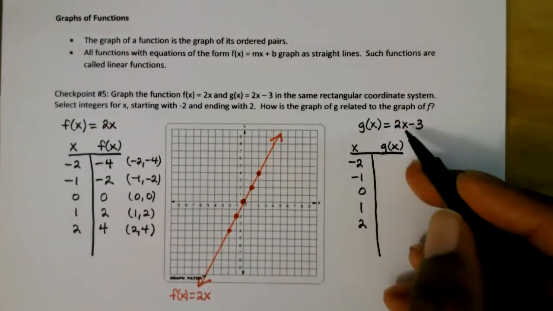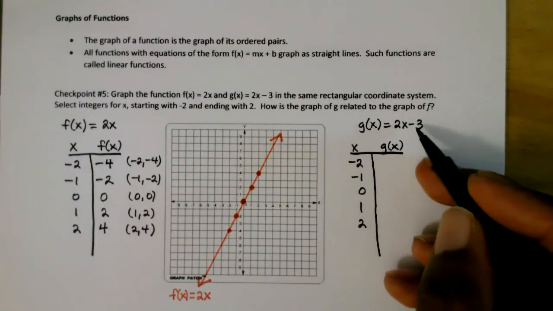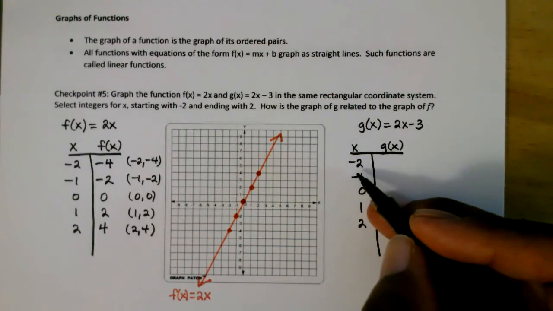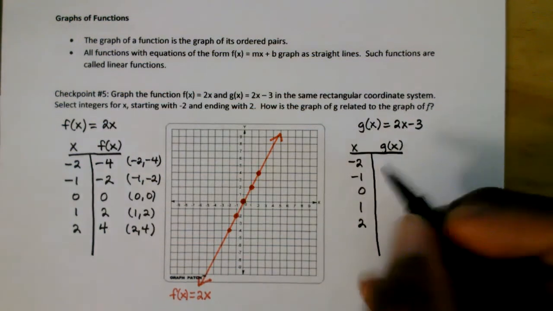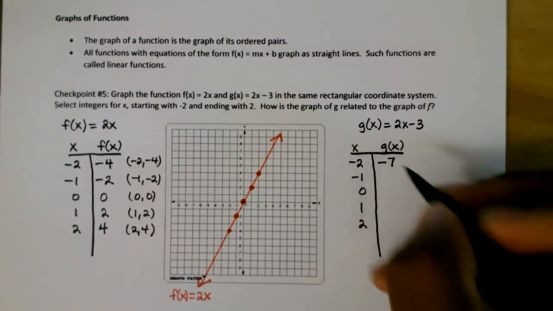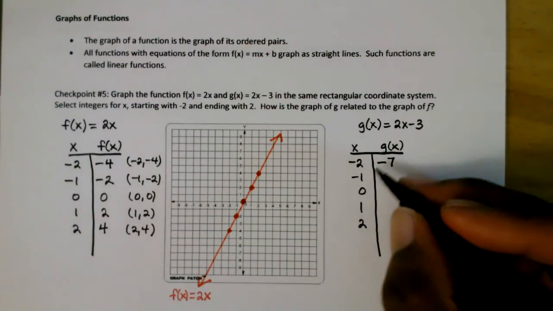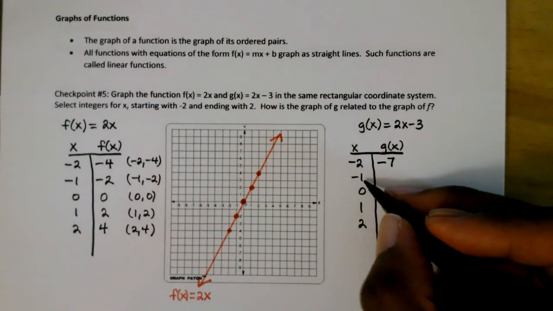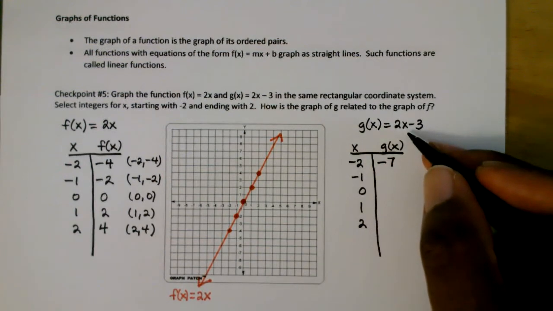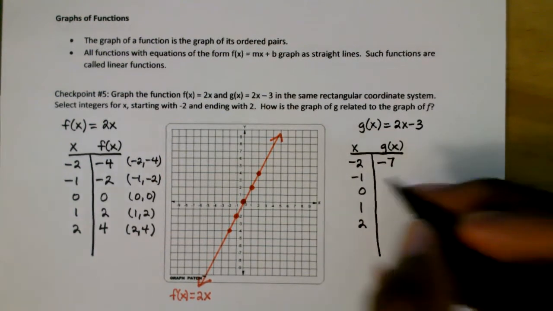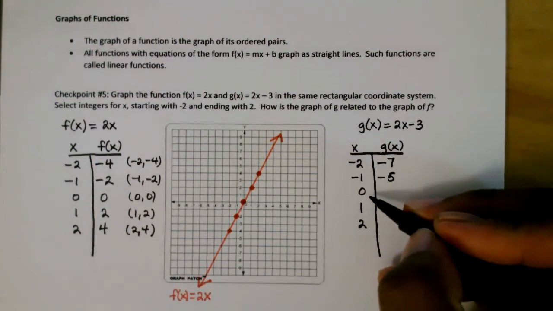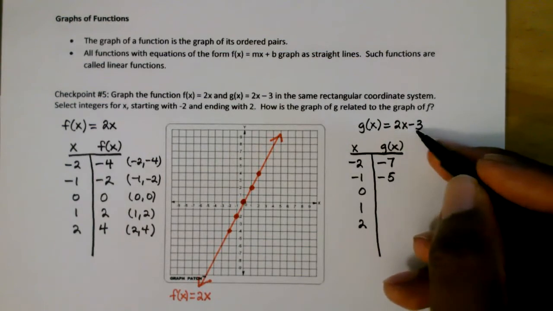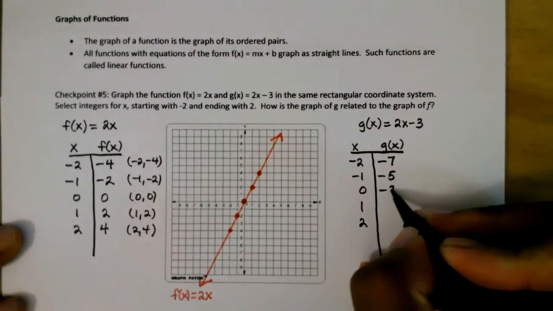Okay, so this time I'm going to take each x multiplied by 2 and subtract 3 from it. So for x equal -2, I'm going to have 2 times -2, which is -4, and then -4 minus 3. That's -7. And then for x equal -1, this will be 2 times -1, that's -2. -2 minus 3 is -5. And then for x is 0, 2 times 0 is 0, minus 3, which is -3.